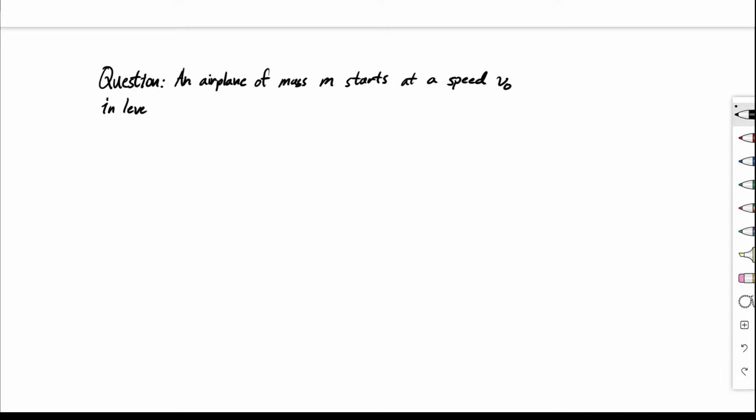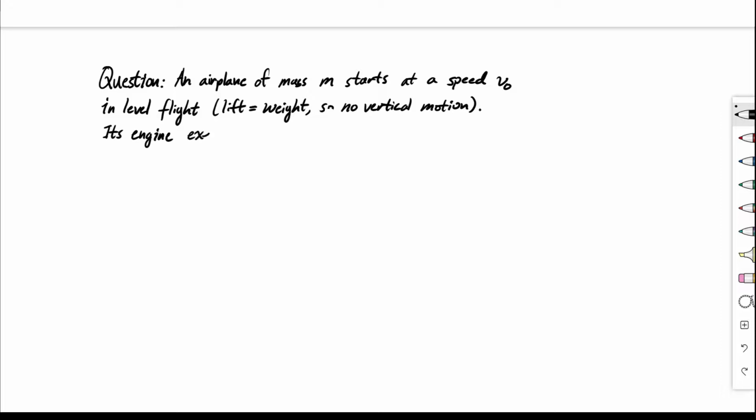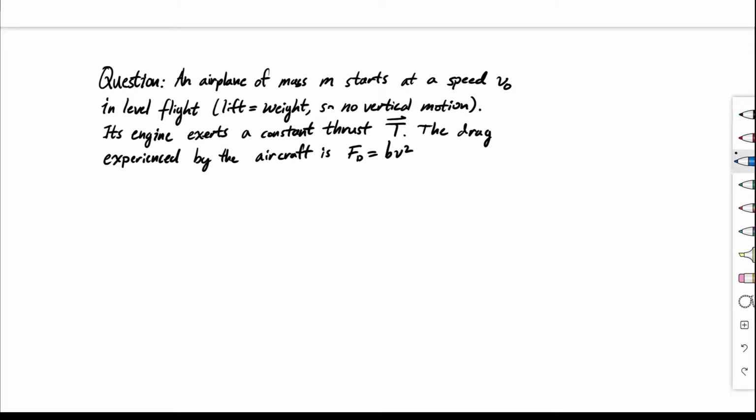Hello. In this video, we will be finding the solution to the following problem. An airplane of mass m starts at a speed v0 in level flight. Lift equals weight, so no vertical motion. Its engine exerts a constant thrust T. The drag experienced by the aircraft is F sub d, which equals b times velocity squared. Find the speed of the airplane as a function of time.